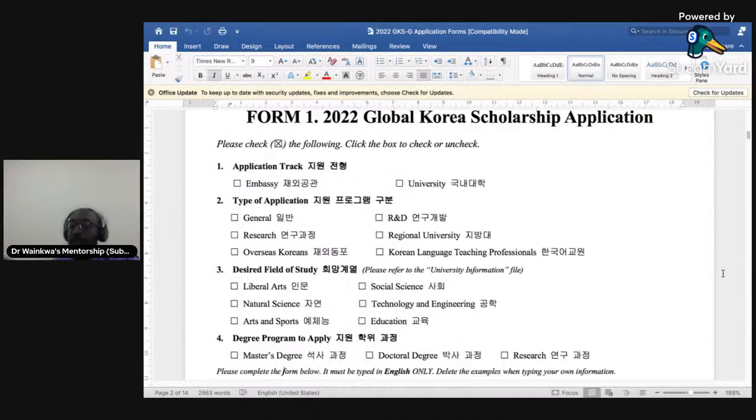Because, mind you, when you're applying for this scholarship, there are certain things that will make you lose. And again, the type of application you need to check: is it general? Is it research and development? Is it regional university, Korean teaching? So you also need to check the university you're applying to. Is it a regional university or not? Is it a research institute or not? For example, if you're applying to KAIST, KAIST is a research institute for research and development. So you need to tick that part.